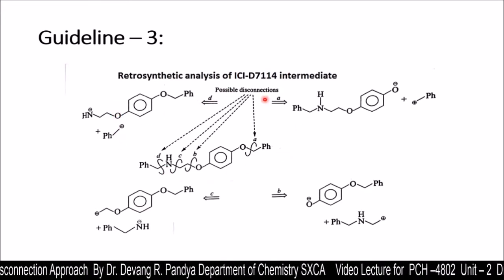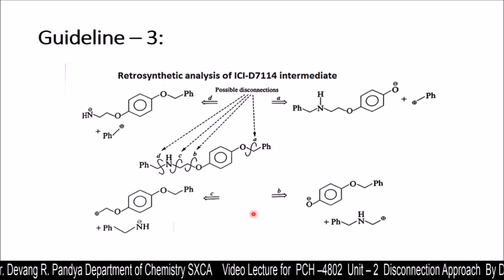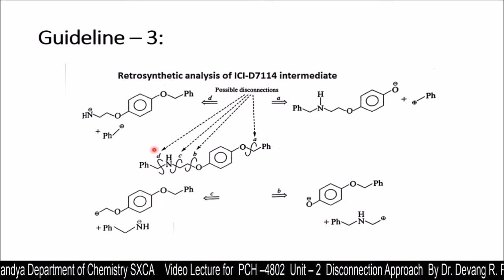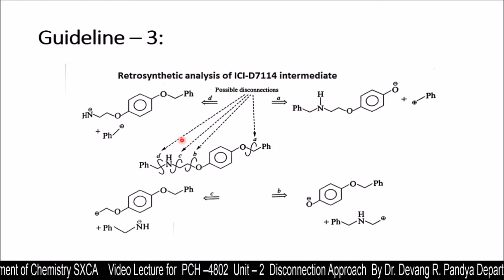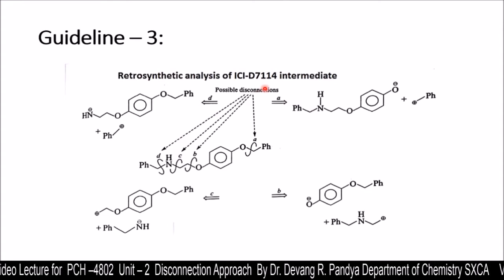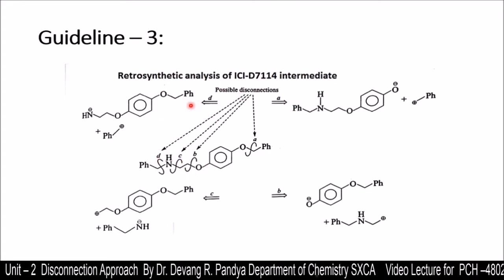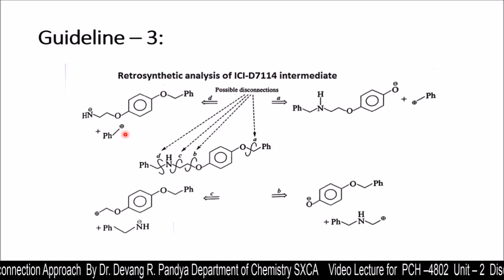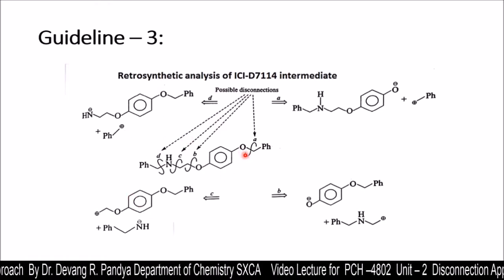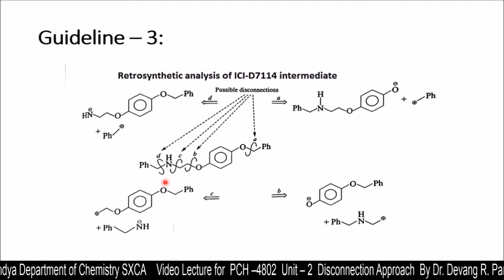And we need to decide, after getting these different fragments which are commercially easily available, and after doing the reaction, which reaction is going to give us more product, more yield and less byproduct, so that we can get maximum yield out of it. So that is going to be our best path of disconnection out of these 4 possibilities.